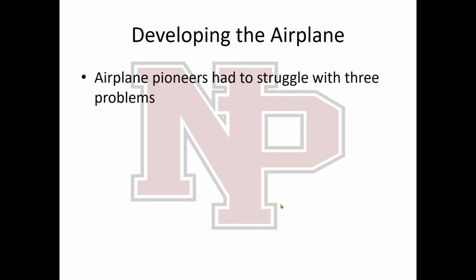So we're going to talk some about airplane pioneers and things like that, but we're going to start out talking about how they still had to struggle with problems. We talked about the problems they had with lighter than air. They have to struggle with more problems with heavier than air because they don't have the lighter than air gas to allow them to lift off.